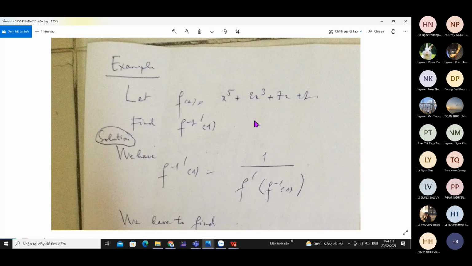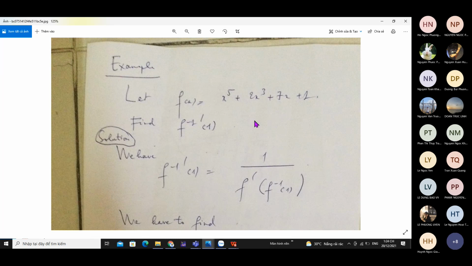Now we consider the function f given by x to the fifth plus 2x cubed plus 7x plus 1. Now find the derivative of f inverse at 1. So here, f is a one-to-one function. Why? I will explain it later. The main question here is how to get the derivative of f inverse at 1. So we just apply the above formula, right?